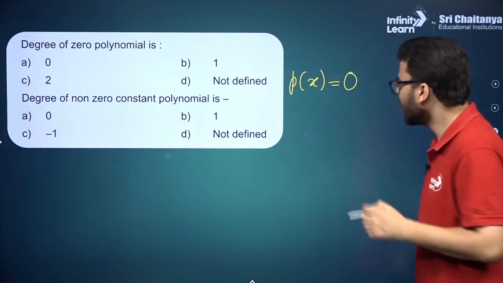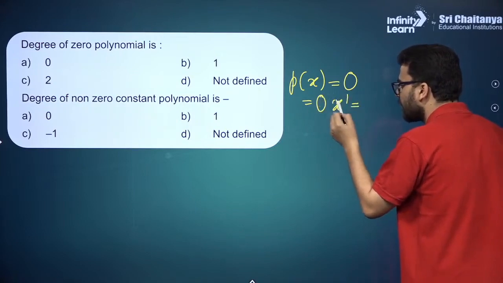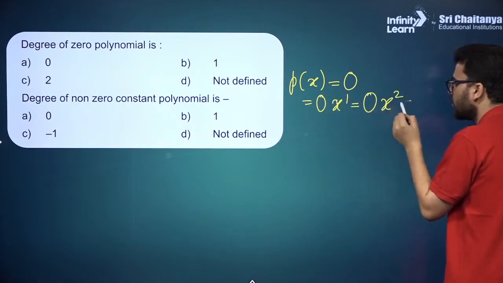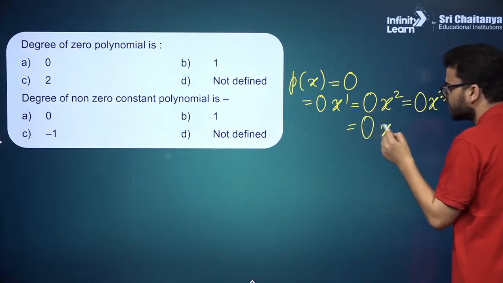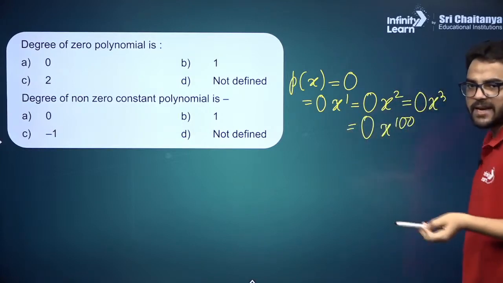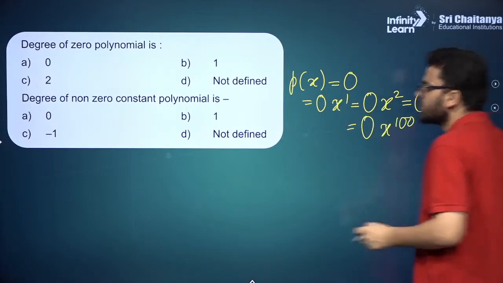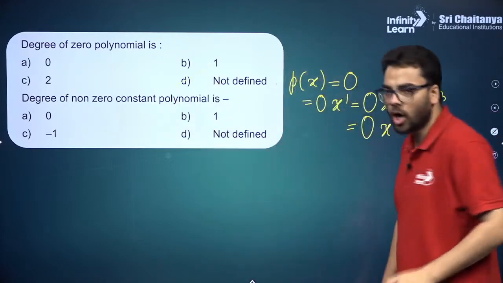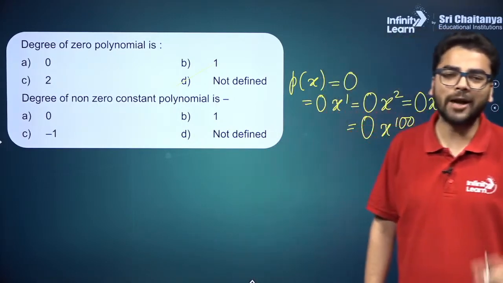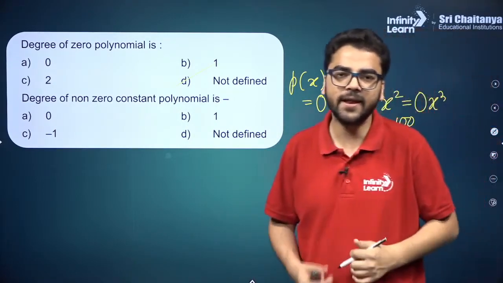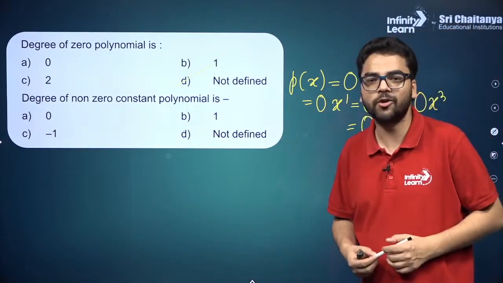So zero polynomial can be written like this. You can take any variable, suppose x raised to the power 1, you can write it x raised to the power 2, you can write it x raised to the power 3, you can write it x raised to the power 100. You got it? So basically you're not able to decide the degree. Therefore the degree of the zero polynomial is not defined. Exactly, option D is correct, Adarsh and Aisha. Very good. You cannot define the degree of the zero polynomial. Very good, Vrishak. Is it clear to every student over here?